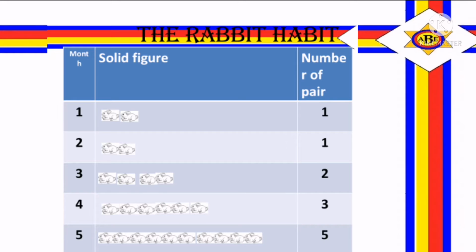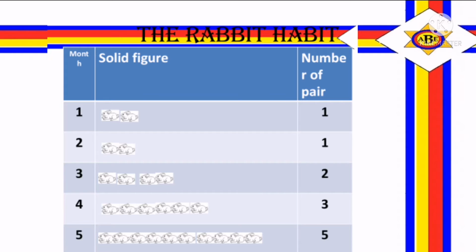For the second month, we still have 2 rabbits or 1 pair of rabbits. So that's why we have 1 in the third column. For the third month, we have 4 rabbits already. So, we have 2 pairs of rabbits on the third column. For the fourth month, we have 6 rabbits. So, that's why we have 3 pairs of rabbits. For the fifth month, we have 10 rabbits. So, how many pairs of rabbits do we have? We have 5 pairs of rabbits.